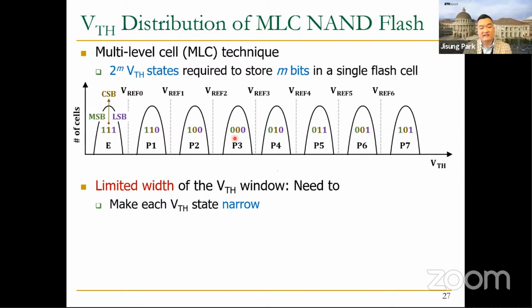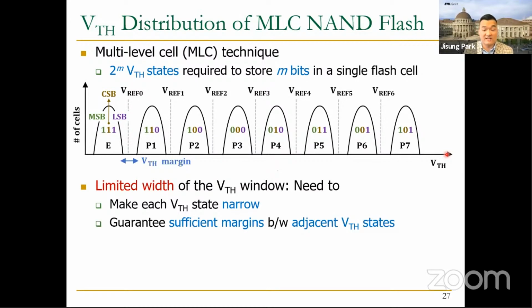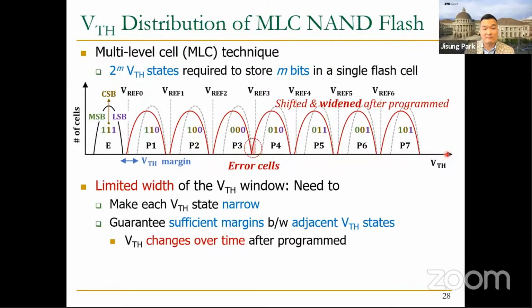Okay, and while guaranteeing, where are we? Yeah. Because the threshold voltage window is limited, we need to narrow each threshold voltage state so that all the states can fit into the limited voltage window, while also guaranteeing sufficient margins between adjacent threshold voltage states. And providing sufficient margins is really important because the threshold voltage level of a cell changes over time after being programmed due to retention loss, meaning that the threshold voltage states are shifted and widened after programming.